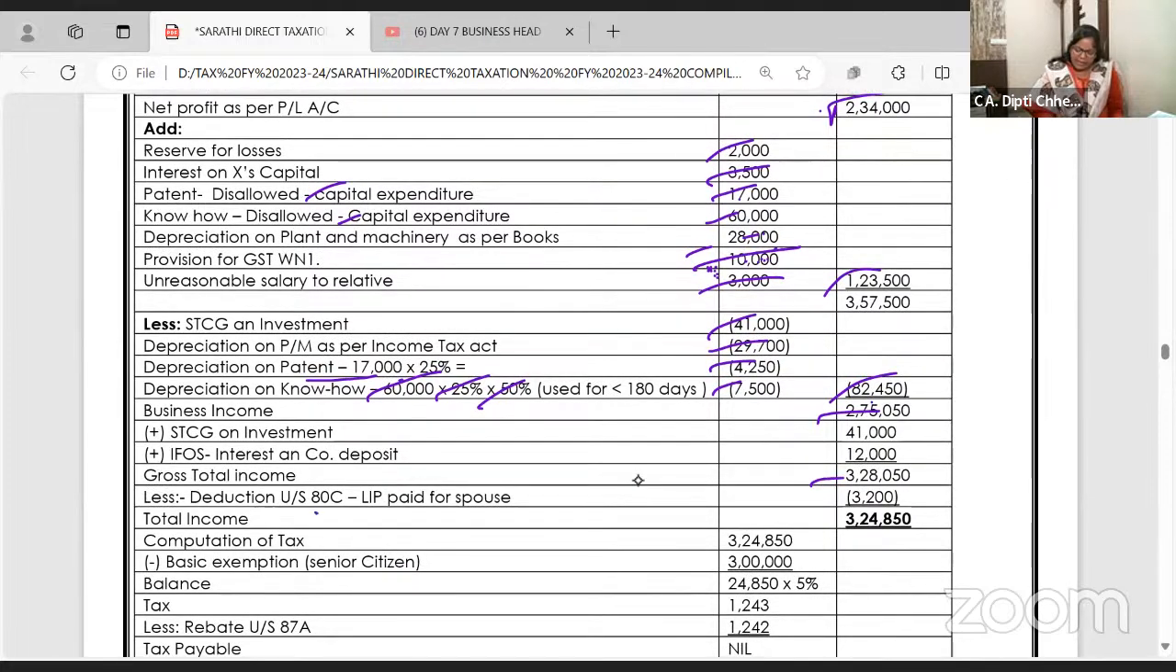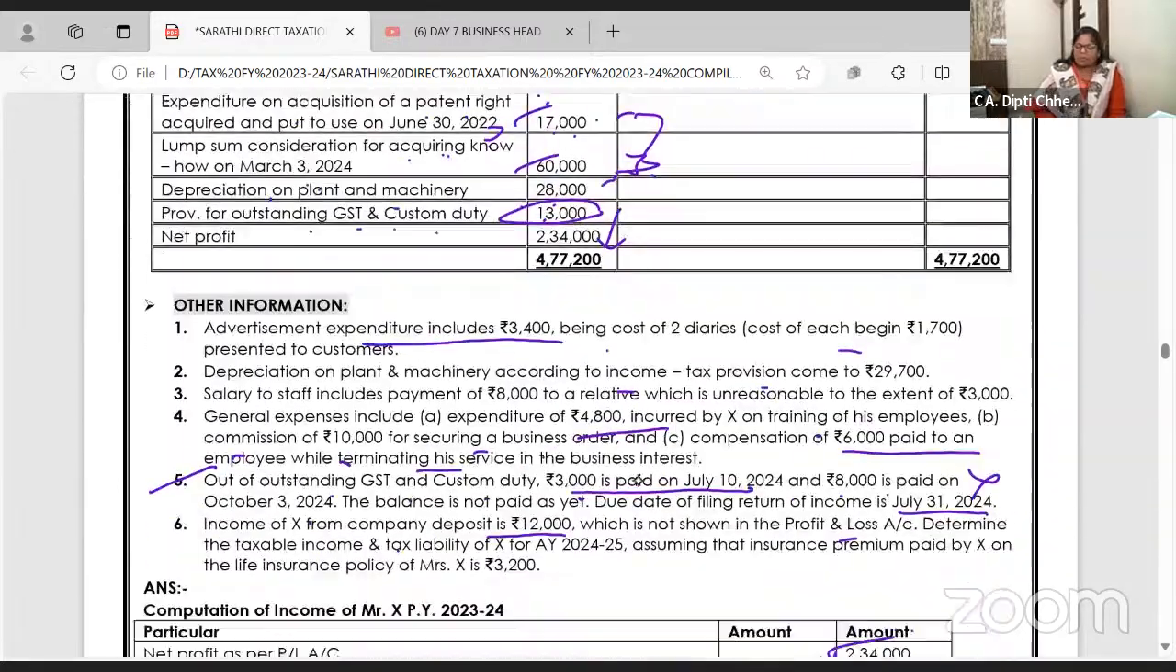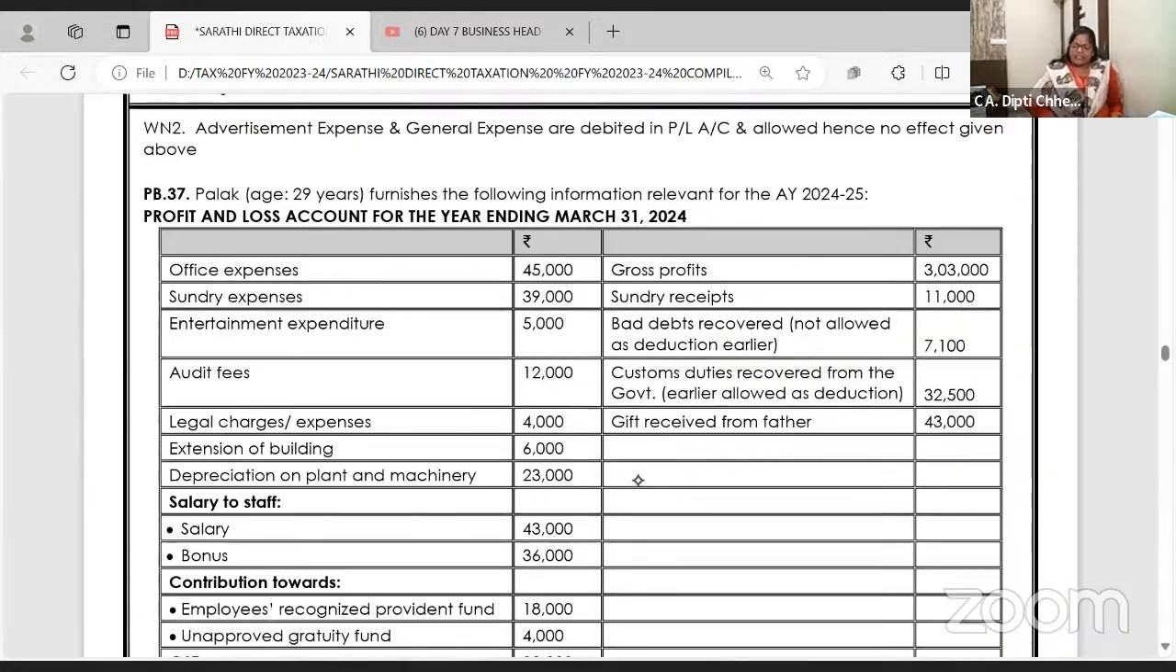If you have paid LIP, this part, if you don't understand now, when you do the second revision, you will follow. You can pay life insurance for self, spouse and children. Here we have paid for spouse, allowed. And I have not taken it, but they will take deduction for donation also. Donation, if you pay, add it in the business income. It's not allowed as a business expense. Separately, you get a deduction under 80G.